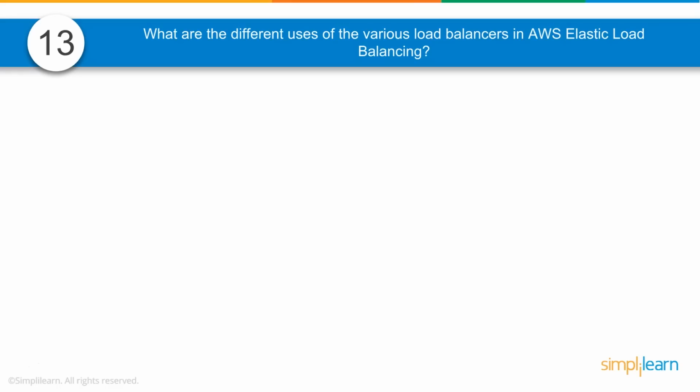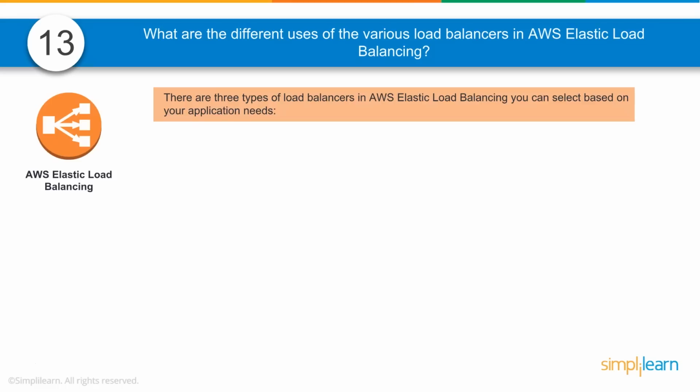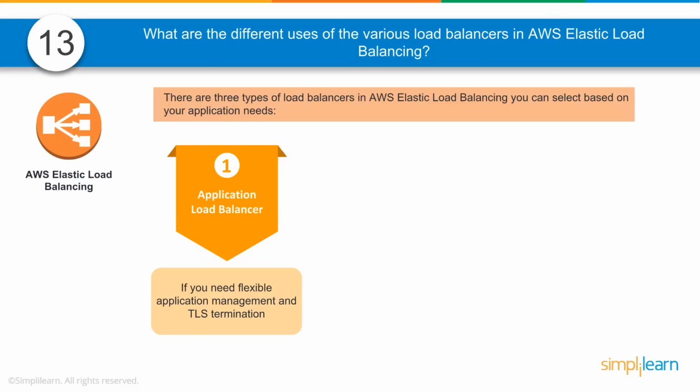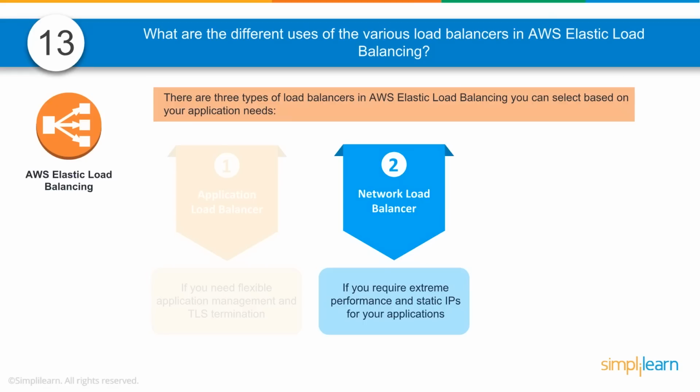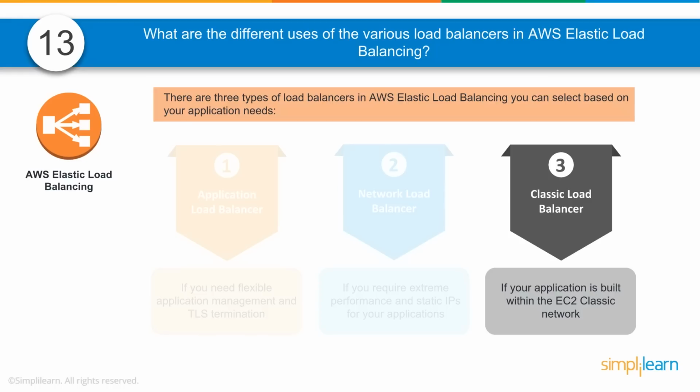Talking about load balancers, another classic question could be, what are the different uses of the various load balancers in AWS Elastic Load Balancing? There are three types of load balancer. We just spoke about it. Application load balancer is used if we need flexible application management and TLS termination, and network load balancer if we require extreme performance and the load balancing should happen based on static IPs for the application.